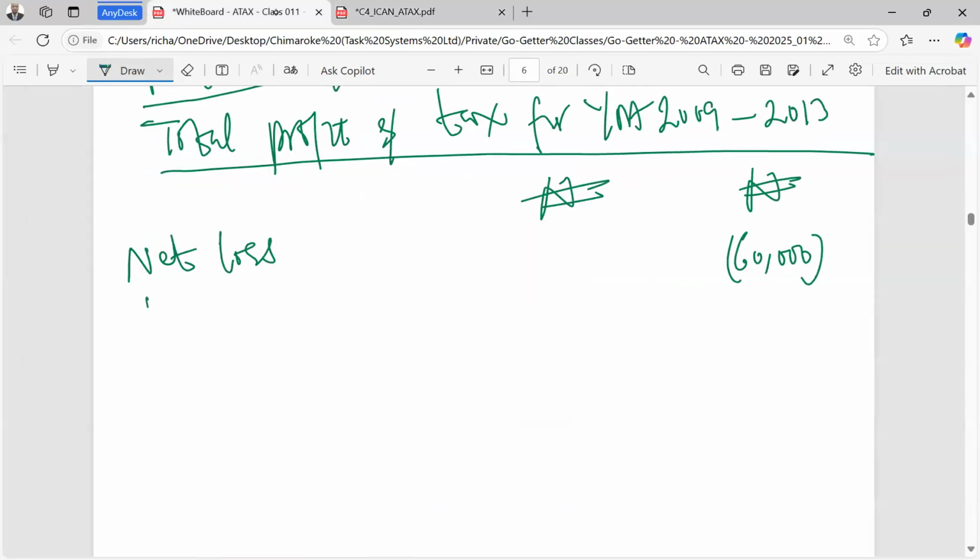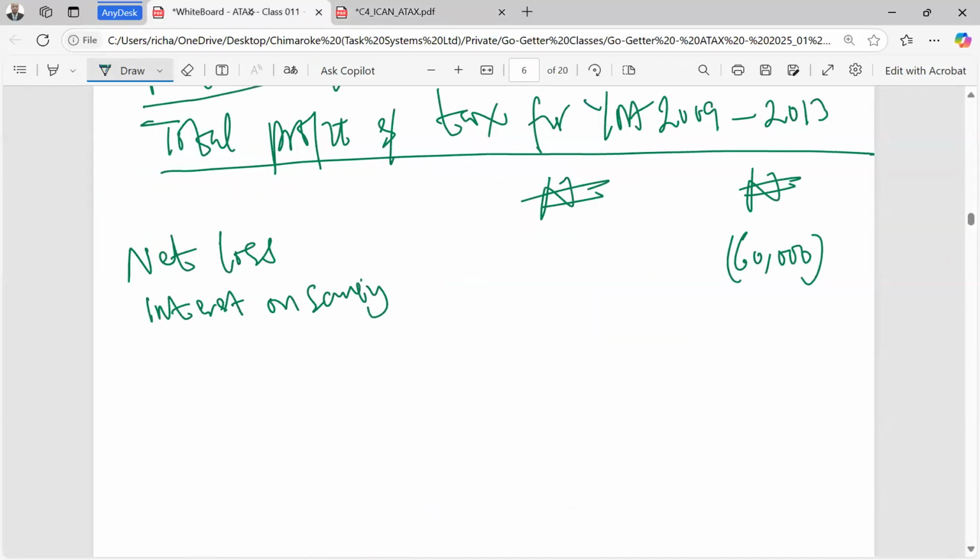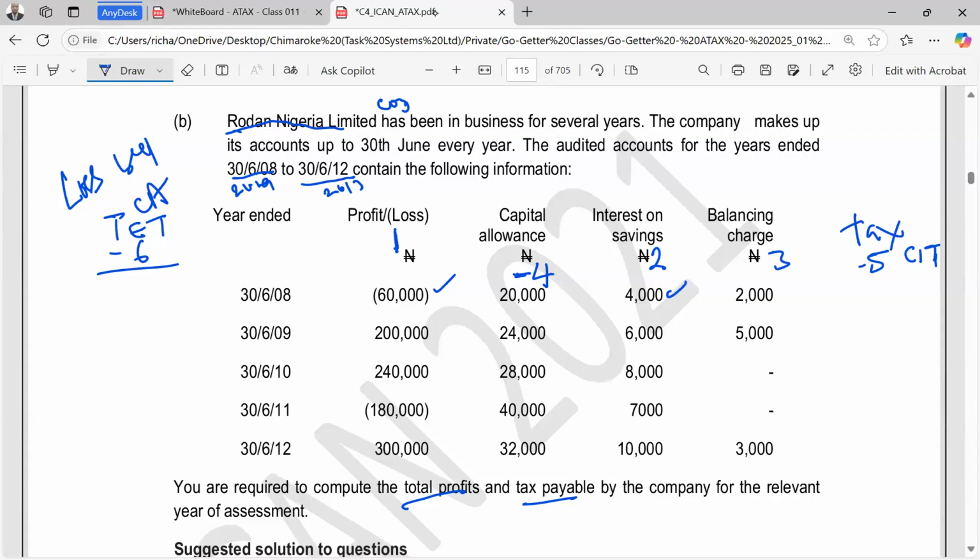So interest on savings. How much is that? So as I'm taking this, I'm going to take this now. Oh, sorry, it's not this. I'm going to take this 4,000. So interest on savings is 4,000. Then we have balancing charge, 2,000. 2,000 gone.